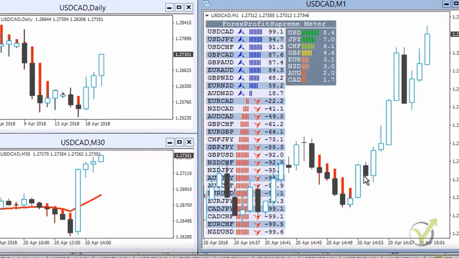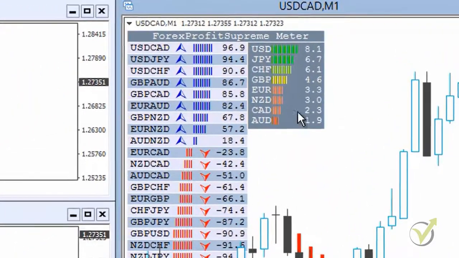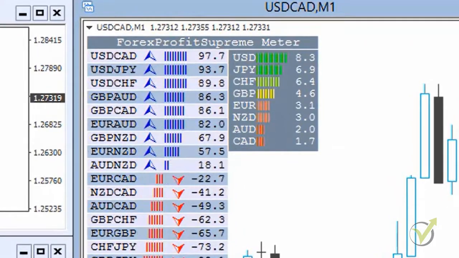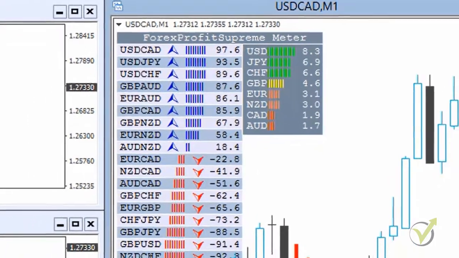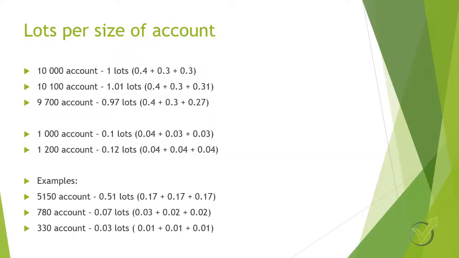This strategy is very suitable if you have just a couple of hours during the day. You can just sit in front of the screen, look at this indicator, decide which currency pair to trade and just trade it. And at the end of the course I will show you a very good money management that you can follow, so you will never risk more than 2% of your trading account.